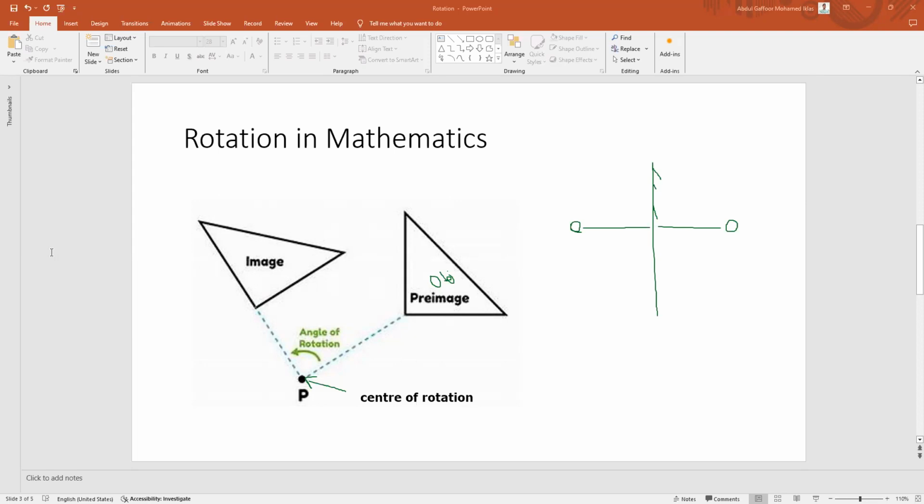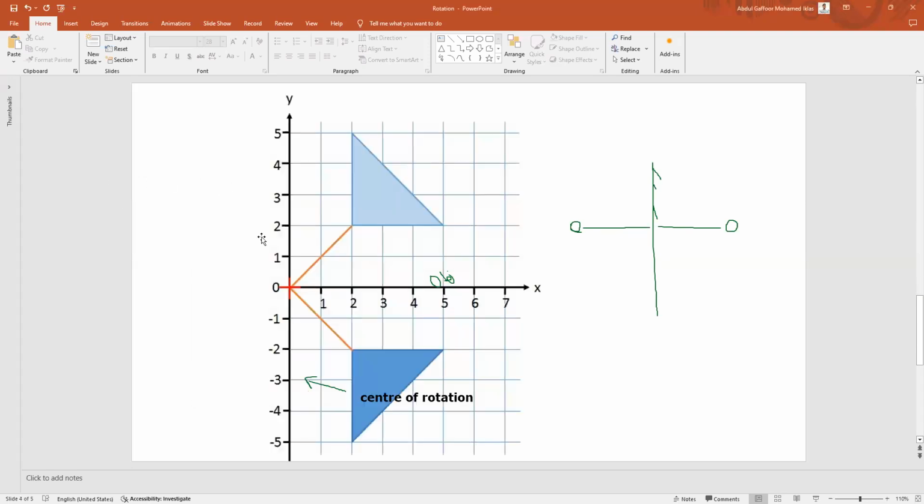I will bring you to an example in the next slide. If you look at this example, let's say this is the pre-image, and this object is rotated clockwise through 90 degrees. Let's say this is the object or pre-image, and this is the image after rotation.